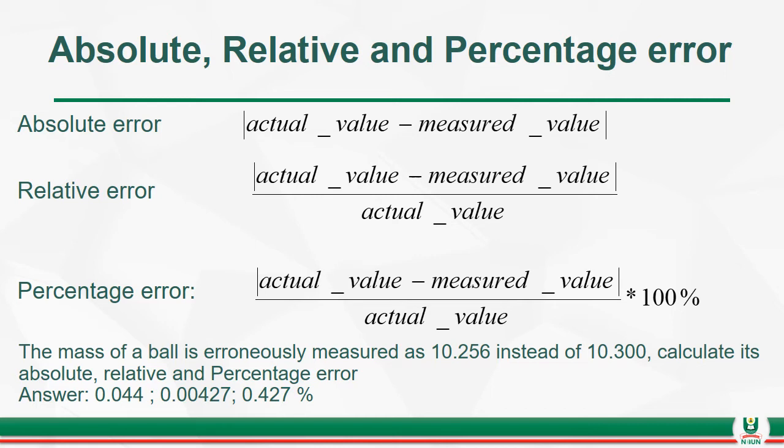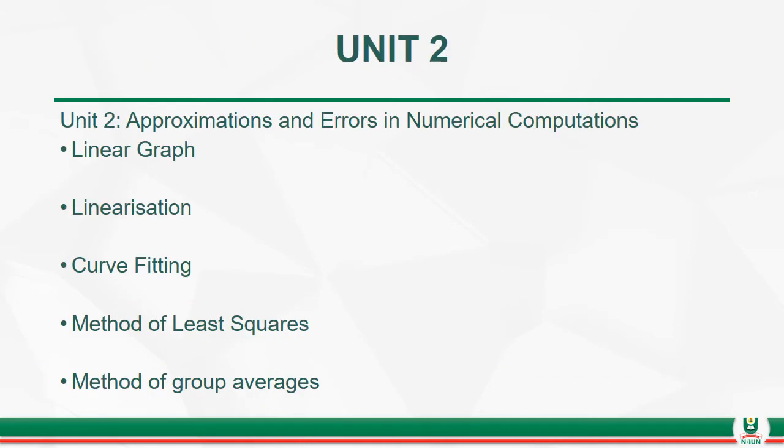Relative error, like it is stated, is actual value minus measured value divided by actual value, while percentage error is relative error multiplied by 100 over 1. And according to this little example, the relative error is 0.00427, while the percentage error is 0.427%. That takes us to Unit 2.